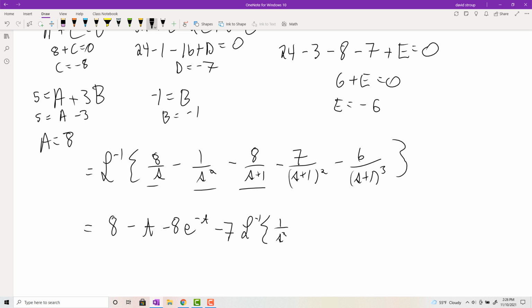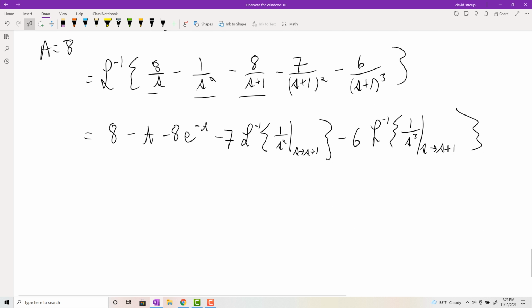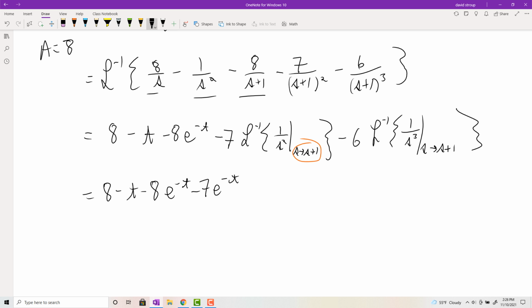1 all over s squared, and of course we're doing the shift s to s plus 1, so I'll have to pop out an e to the negative t, and then minus 6 times Laplace inverse of 1 all over s cubed, where the shift again is s to s plus 1. And then we'll have 8 minus t minus 8e to the negative t minus 7e to the negative t. Okay, so again, you're always popping this part out as an exponential. And then Laplace inverse of 1 over s squared is just t.